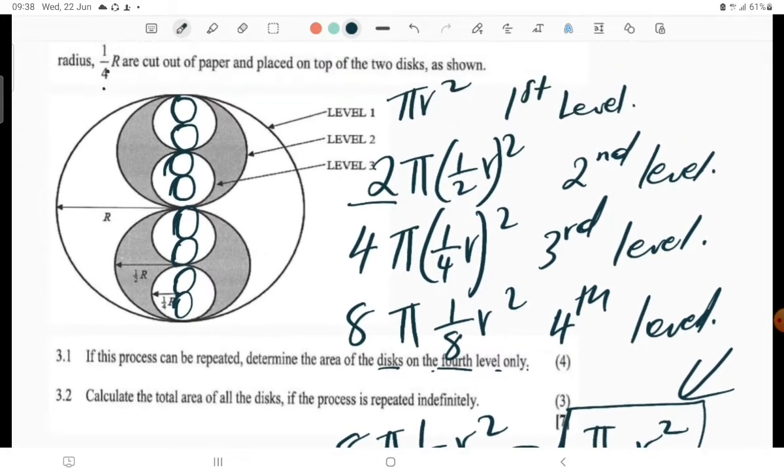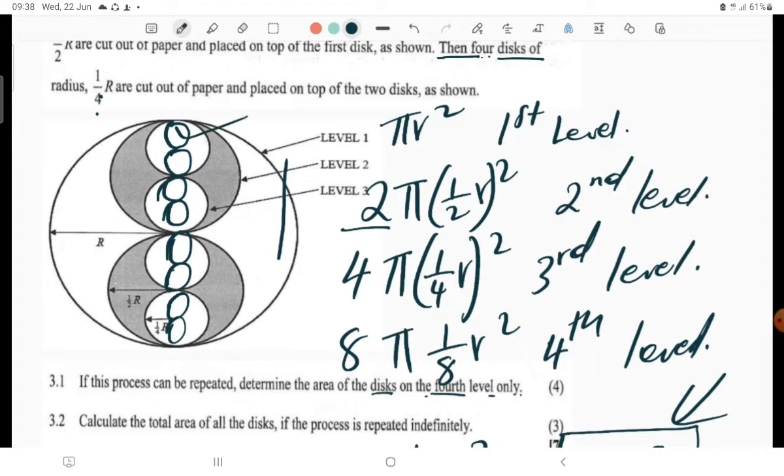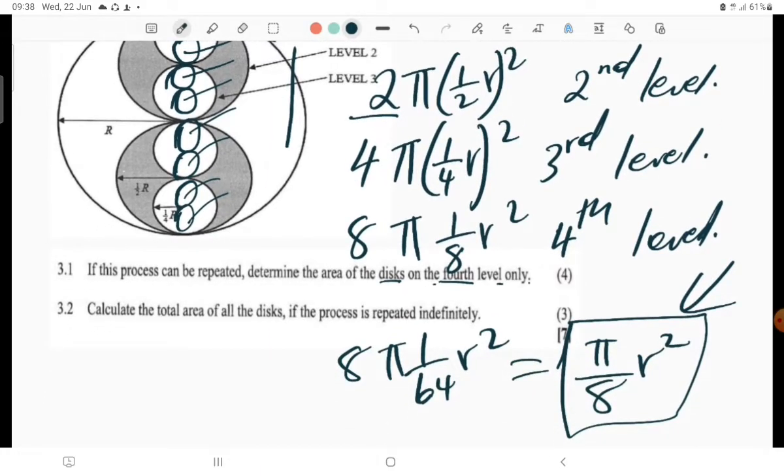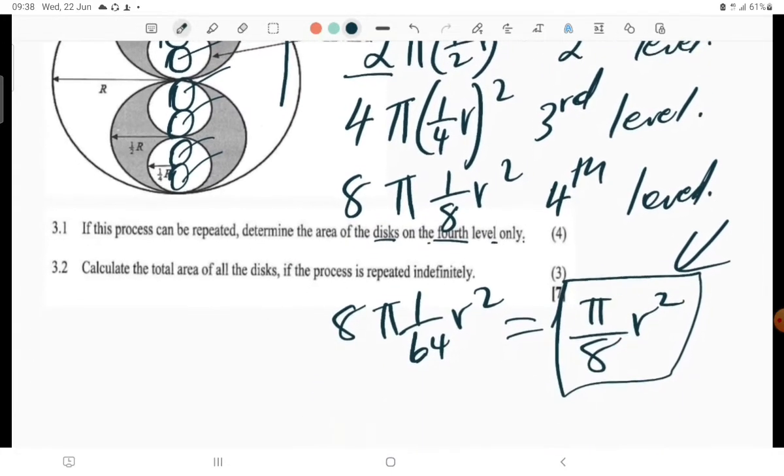So this is the area of all these ones, from 1 plus 2, 3, 4, 5, 6, 7, 8. So this is the area of the fourth level, that has 8 discs placed in each of the white balls. All right, then let's move to the next one.